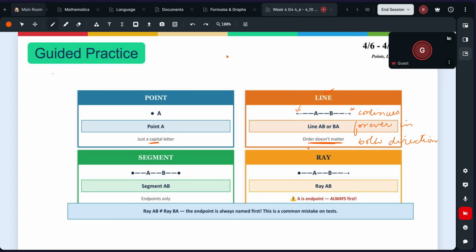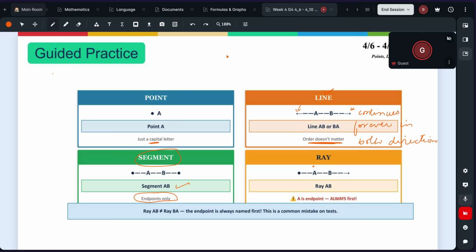Okay, now segment. As the word suggests, a segment means a portion of the line, right? So it does end, it cannot continue forever. And you can see here, whenever we draw a segment, we have to mark points on both sides, which show the endpoints, which means it doesn't continue forever. And in this case you can write segment AB.